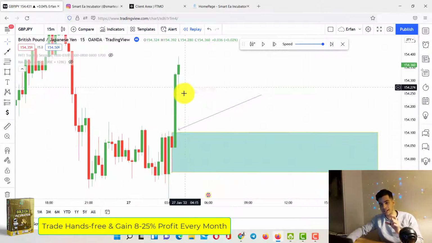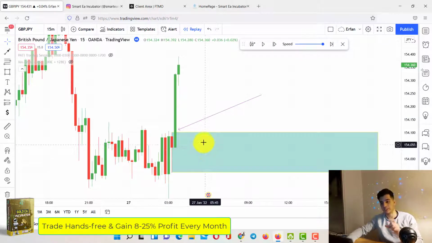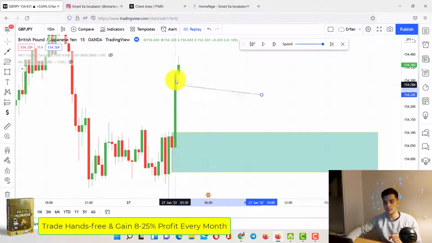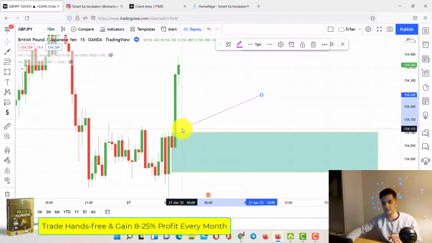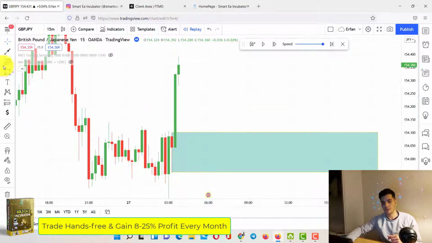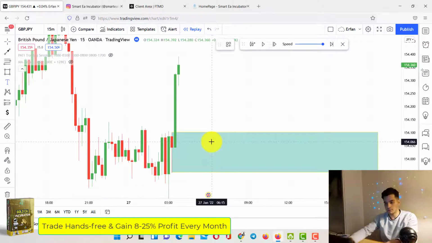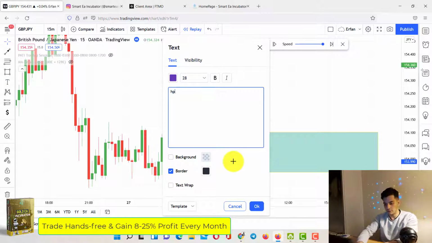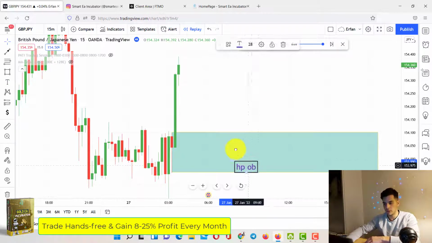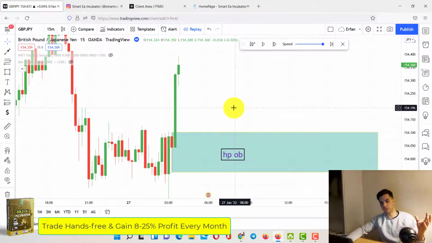If the second candle opened inside the order block, it makes this order block a low probability order block because there's no gap. But in this scenario, we have a gap between this candle and this zone that I just drew here. See, there's a huge gap here. So that's why this zone is a high probability order block. So what do we do next?